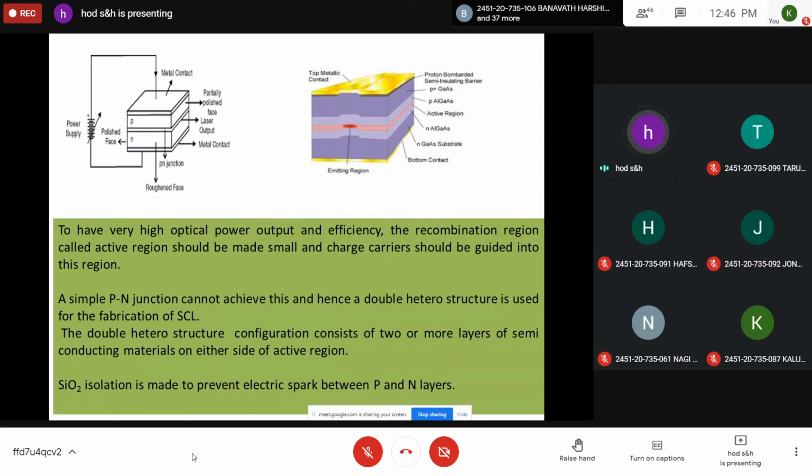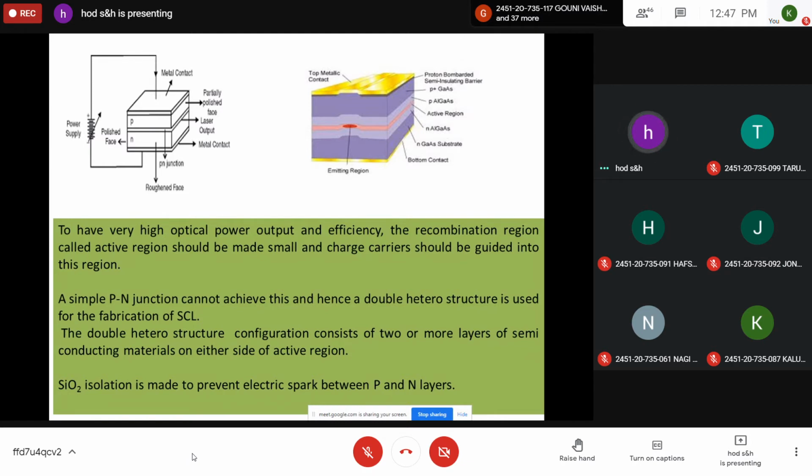You need a heterostructure in which you have a series of p-type materials at one side and a series of n-type materials at the other side. Both are sandwiched together, and SiO2 isolation is made to prevent electric spark. This structure is called a heterostructure. In the right side diagram, you can see a series of p-type and n-type material. AlGaAs is given, p-GaAs, and in the same way n-type materials are also there, and it is polished and a metallic coating is done to give contact for this.